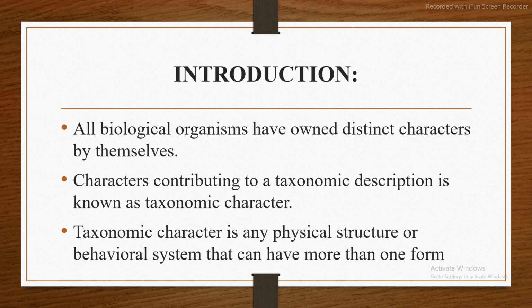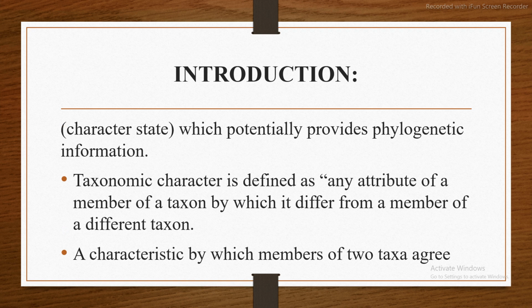All biological organisms have earned distinct characters by themselves. Characters contributing to a taxonomic description are known as taxonomic characters. A taxonomic character is any physical structure or behavioral system that can have more than one form, or character state, which potentially provides phylogenetic information.